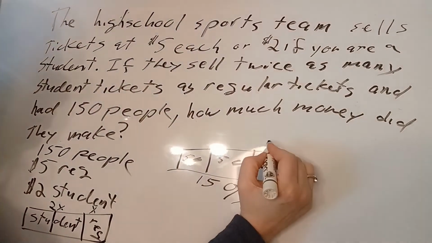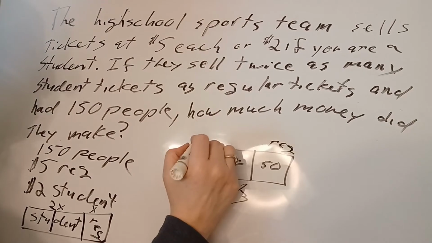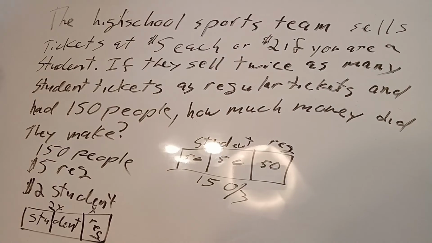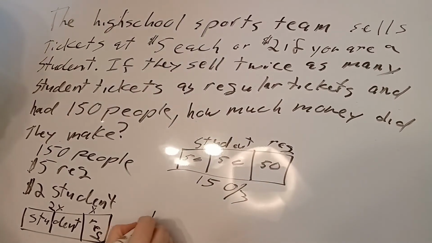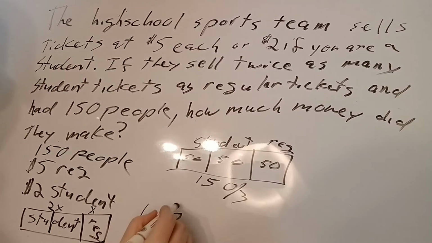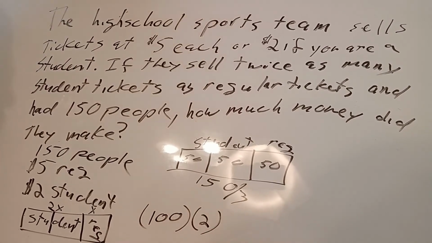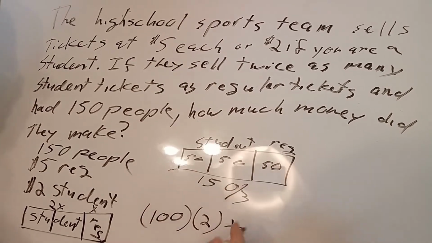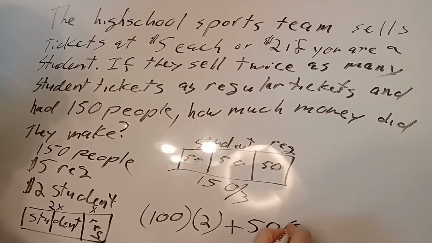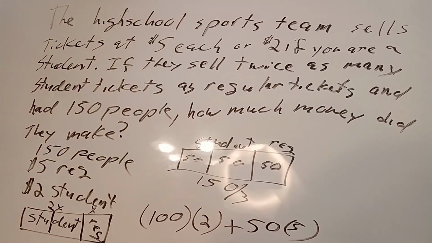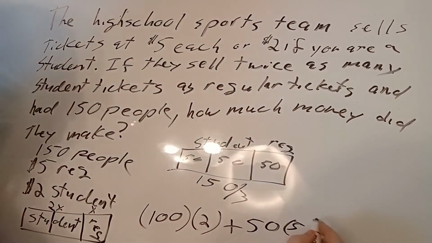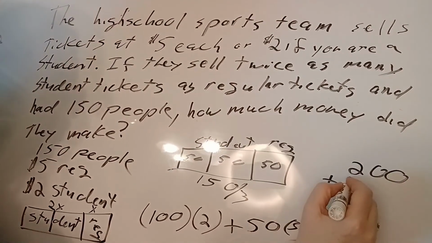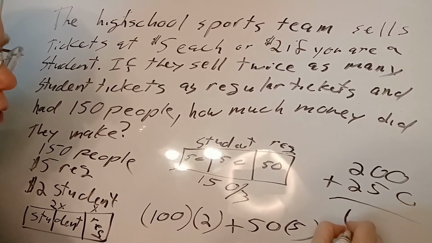All right, this was student, this was regular, and this is student. So we have 100 student tickets at $2 each, plus, because we've taken care of this, the regular ones, 50 tickets at $5 each. So this is 200. And we're going to be adding 250. $450.